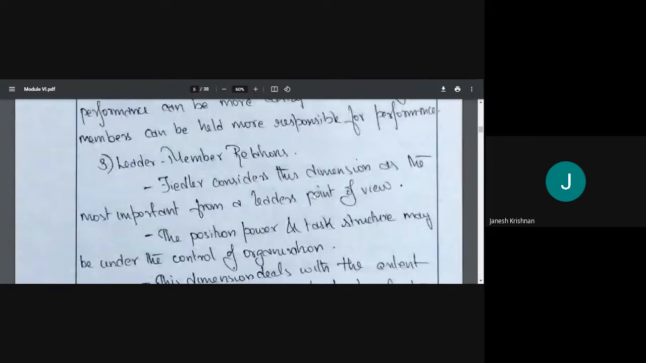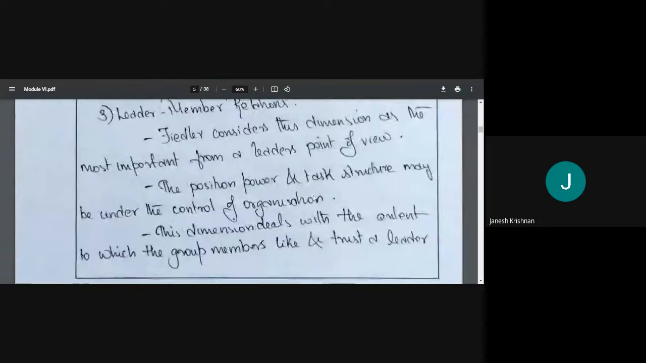The third dimension is leader-member relationship. According to Fiedler, this dimension is the most important from a leader's point of view. The position power and task structure may be under the control of the organization. Again, we saw the position power.